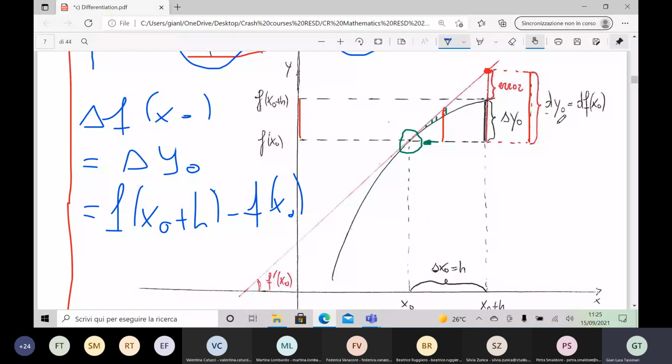And the differential is simply given by the product between f prime of x0, which is the derivative here, and this length, which is h. The product between f prime of x0 and this length gives exactly this vertical segment. So the differential is the product between the slope. But remember, the slope is the instantaneous growth rate. Suppose that this is 1 unit.